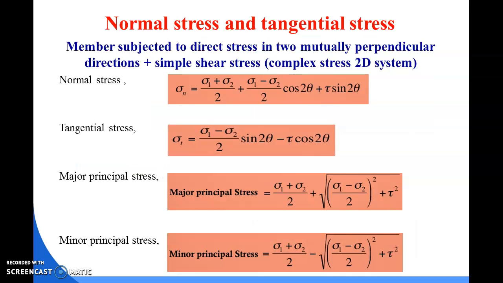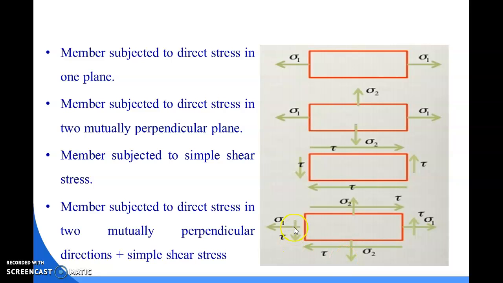Okay, so now we come to normal stress and tangential stress for various kinds of criteria. First of all, the first criterion is the stresses in two mutually perpendicular directions with a simple shear stress. That means the figure is like this; you can see the fourth figure is about this criterion. Here you can see the mutually perpendicular stresses, that means sigma 1 and sigma 2, and with the shear stress also. Here you can see the tau also.